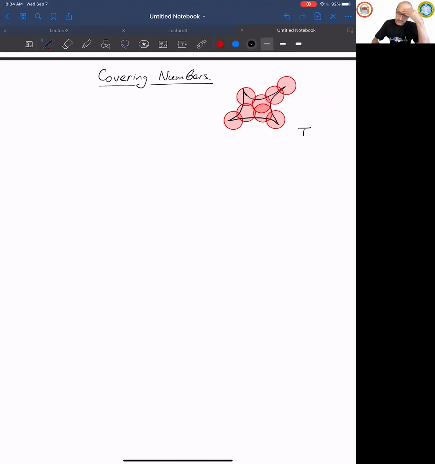It's denoted by N of T and epsilon, where epsilon is the radius of this ball. So this is epsilon. So in this case, N of T, epsilon is less than 1, 2, 3, 4, 5, 6, 7, 8. We were able to do this with 8 balls, and the smallest number is called N of T, epsilon. Maybe it's even smaller, I'm not sure. Maybe someone can do it with 7.